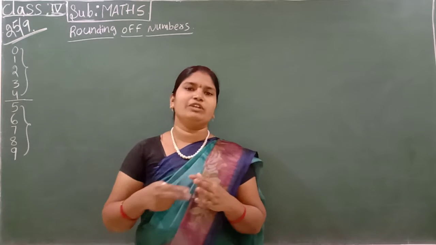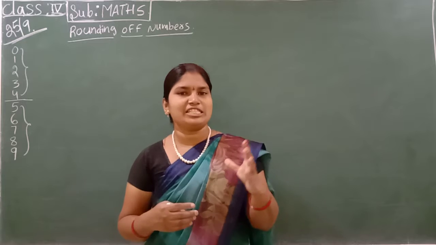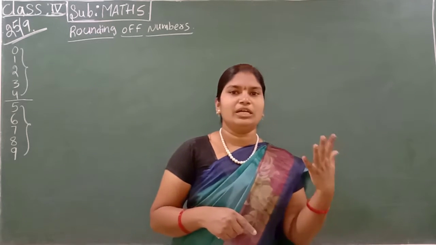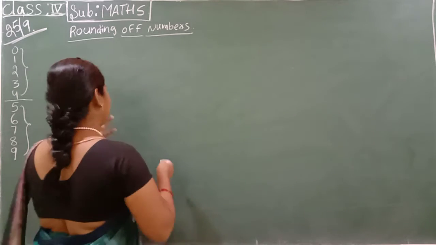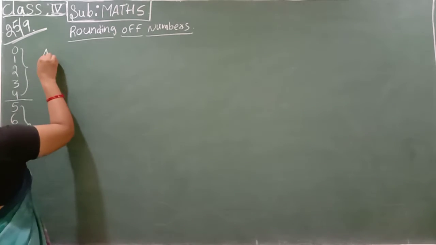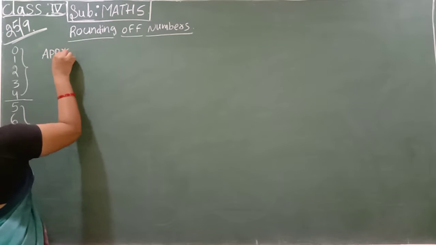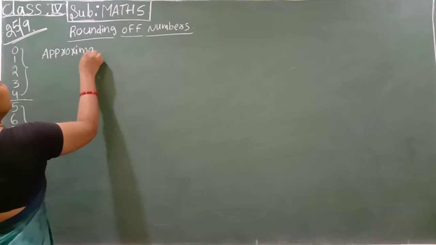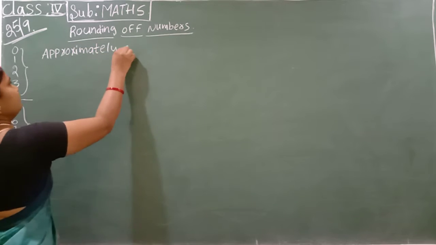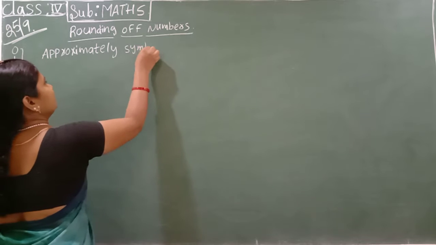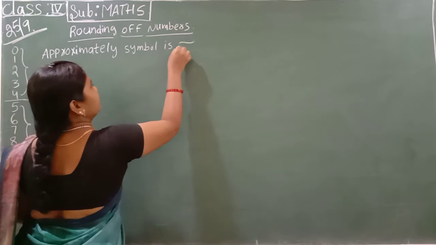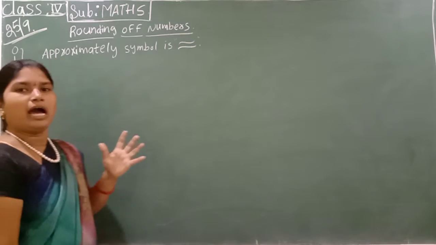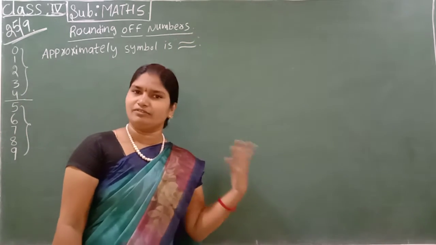Now, first of all, we want to find the approximate value. Approximate means obtain the nearest value. The symbol of approximately is like this. It is the symbol for approximately, meaning nearest value.